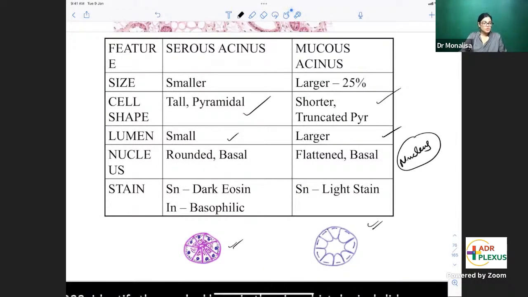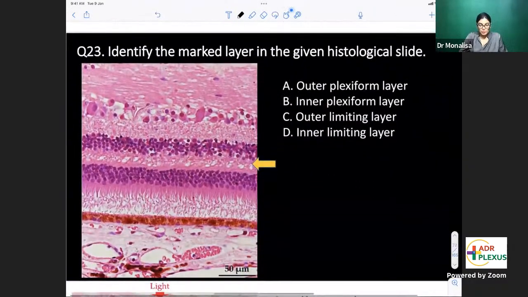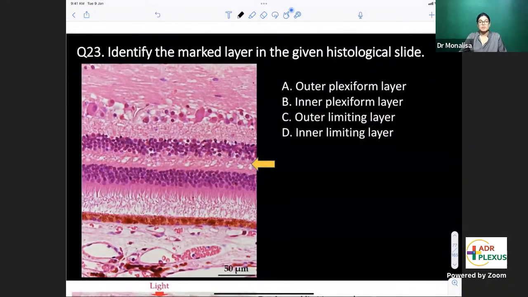Okay, so let's move on to the next MCQ. This was a question of the 2019 AIIMS entrance examination.